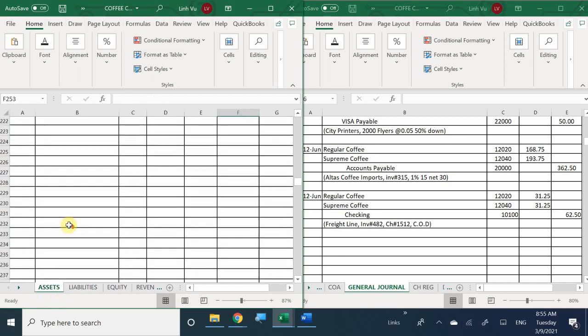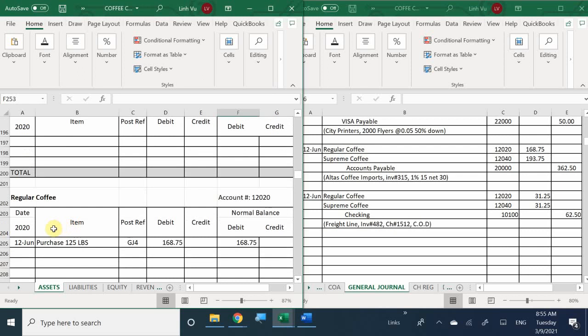Okay, so here we are. We left off exactly where the supreme and regular coffee is, and this time I'm going to put in the date. What I'm going to place here is freight cost. General journal number 4, and this time it's for the 31.25. So I'm going to enter my formula. Once again, it's the previous amount plus any debits minus any credits. So I should have a grand total of $200 in my regular coffee.